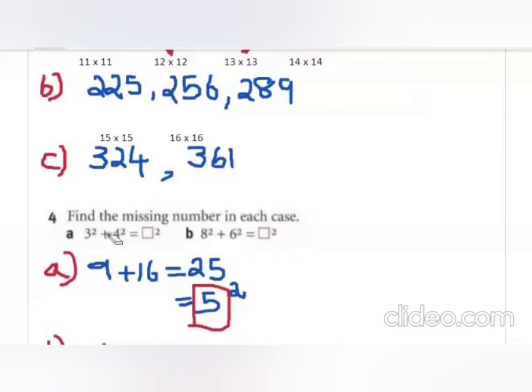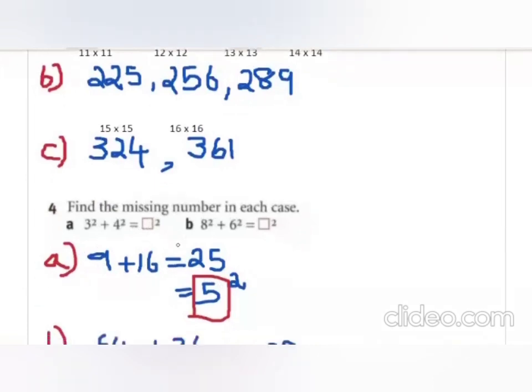The next question: find the missing number in each case. So 3 square plus 4 square. What is the answer? We have to write it in the box. We know that 3 square plus 4 square: 3 square is 9 and 4 square is 16. We just expand the value and we get 25. The 25 is nothing but 5 square. So the value you have to write in the box is 5. So the answer is 5 here.